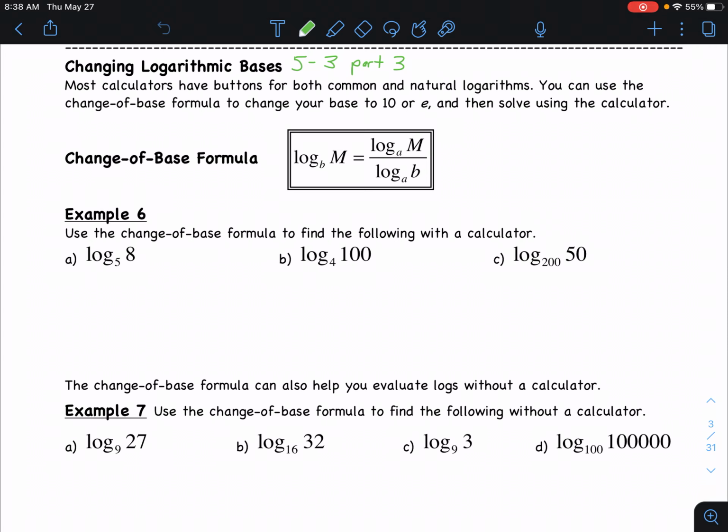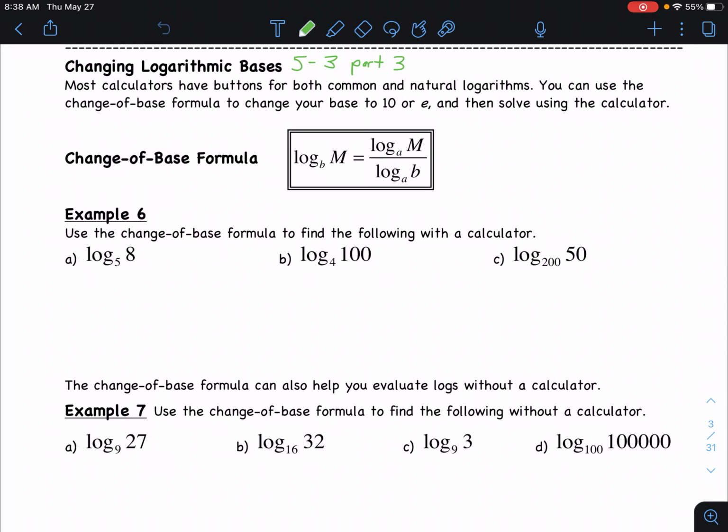Now, most calculators, and by the way, you will need a scientific calculator. You can use one if you own one, or use one on the iPad, or even on a computer or your phone. Most calculators have buttons for both common logs and natural logs. Remember, a common log has base 10, and you can use the change of base formula to change your base to 10, or e if it's ln, the natural log, and then solve using the calculator.